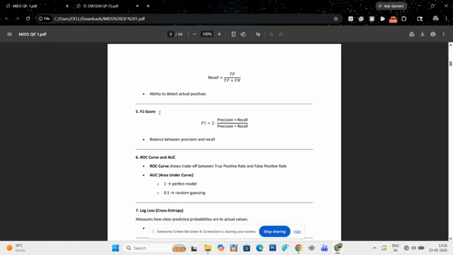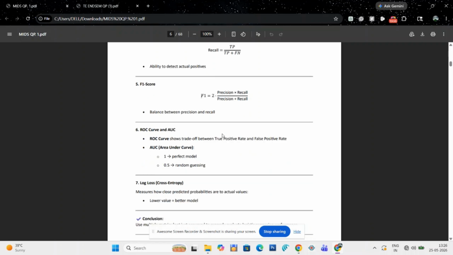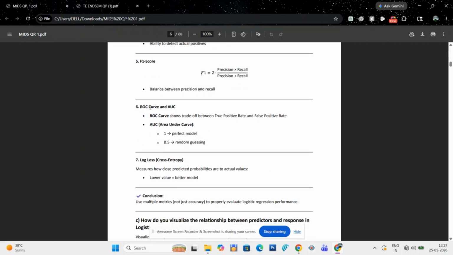The next is F1 score. What is F1 score? F1 score is a balance between precision and recall. It is a ratio defined using the balance between precision and recall. So F1 is equal to 2 times precision times recall divided by precision plus recall. Next is ROC curve and AUC. The ROC curve shows the trade-off between true positive rate and false positive rate.